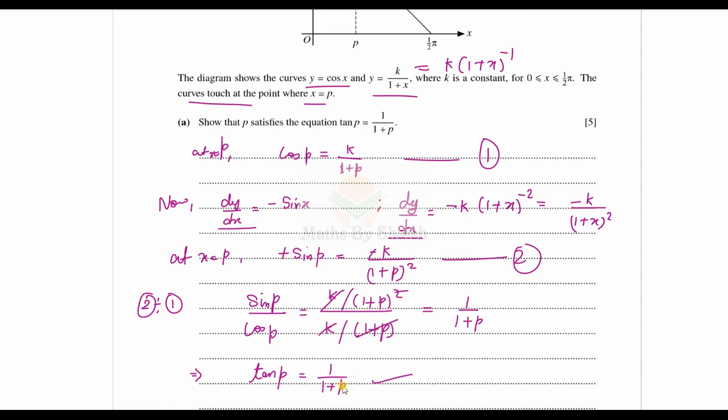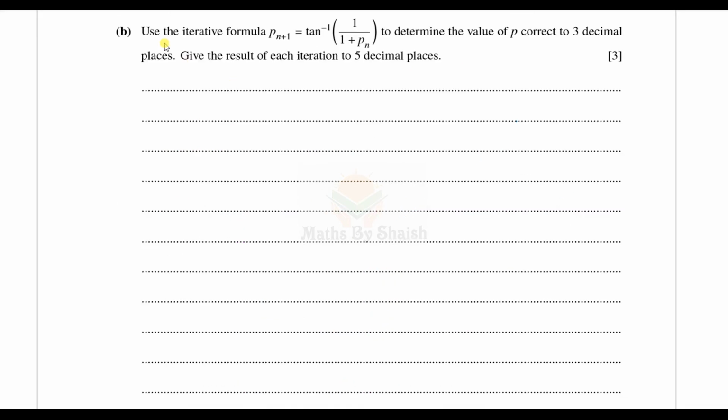Here's the B part. Use the iterative formula. In this B part, we need to use the iterative formula Pn plus 1 is equal to tan inverse of 1 over 1 plus Pn to determine the value of P correct to 3 decimal places and give the result of each iteration to 5 decimal places. First of all, we need the initial value. Initial value means P1. We know the curves were intersecting between 0 and pi by 2.